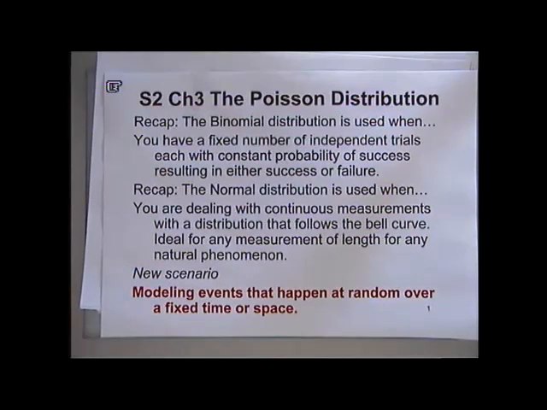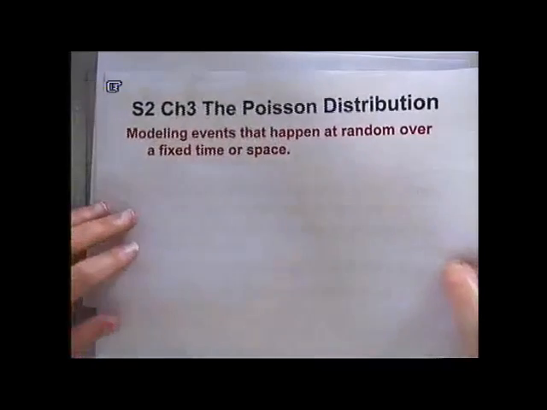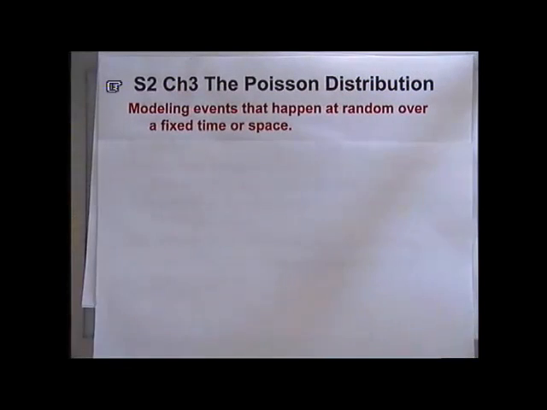So the new scenario we're dealing with here, so could you write this line down please in your notes, this red line here? For the Poisson distribution, it's used when we're modelling events that happen at random over a fixed time period or a fixed amount of space. So, used for modelling events that happen at random over a fixed time or a fixed space.